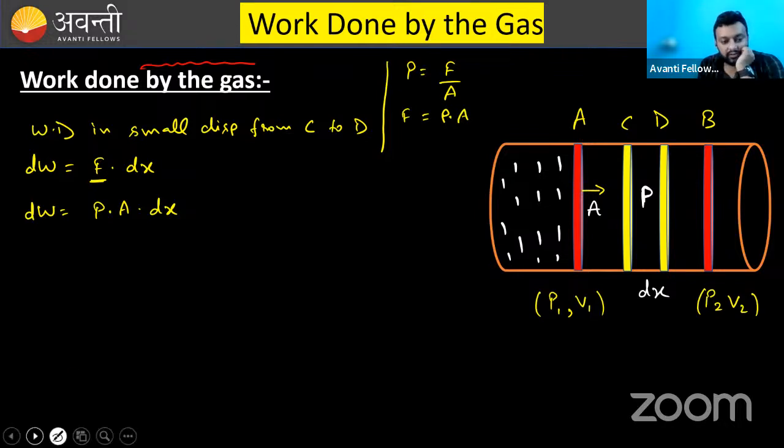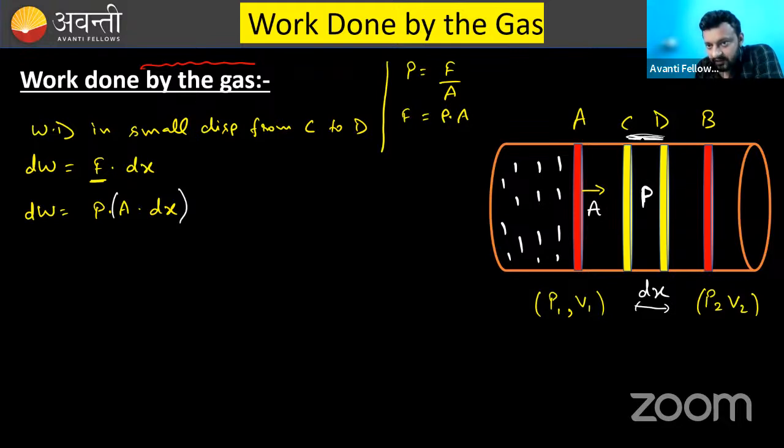Now, you can see that what is A into dx? A is the area of cross section. Dx is the length. Can you see that this CD portion is a cylindrical portion? If this CD portion is a cylindrical portion, then area of base into height is what? Volume. So this dW will become P is there and A dx is nothing but the volume. This is small volume. Let this small volume be dV.